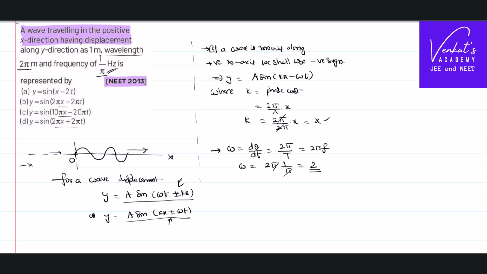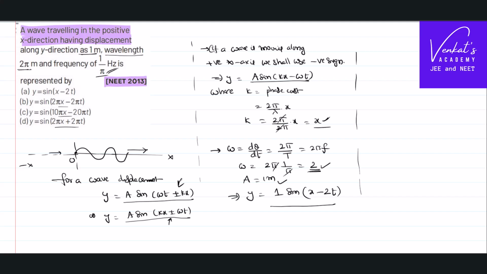It was also given that the displacement along the y direction for a wave traveling in the x direction, that's the maximum possible displacement, the amplitude, is 1 meter. So you substitute amplitude, omega and k in this equation, and the displacement becomes y equal to 1 sine of x, which is k x itself, minus omega t, that is 2t. That's a representation of the displacement of that wave.